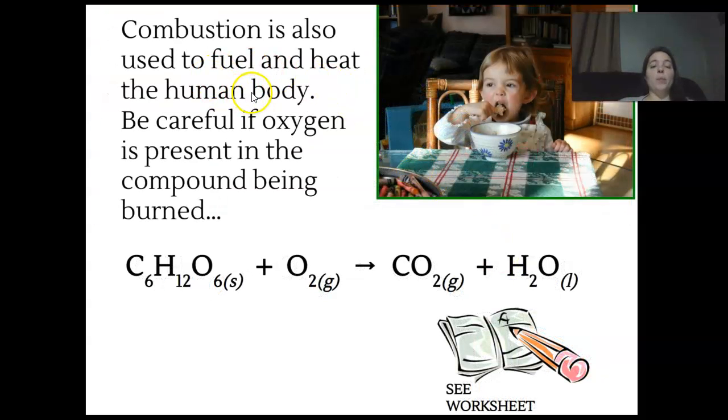All right, so combustion is also fuel and heat of the human body. Be careful if oxygen is present in the compound being burned. So look at this, there's an oxygen here too. So you're going to look at this side. When you go to do this, you've got C6H12O6 and O2. So there's 8 on this side.